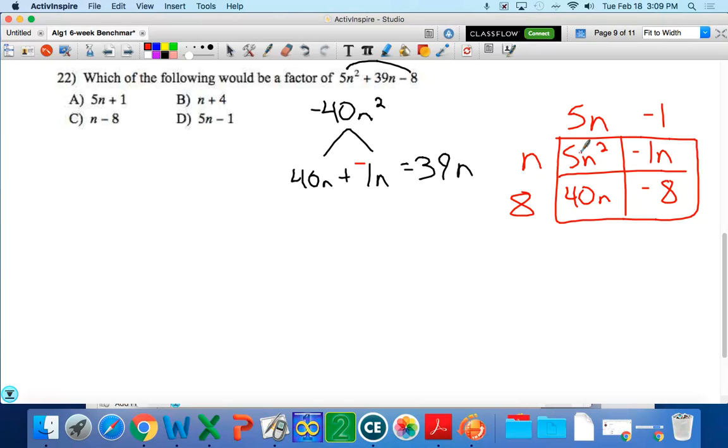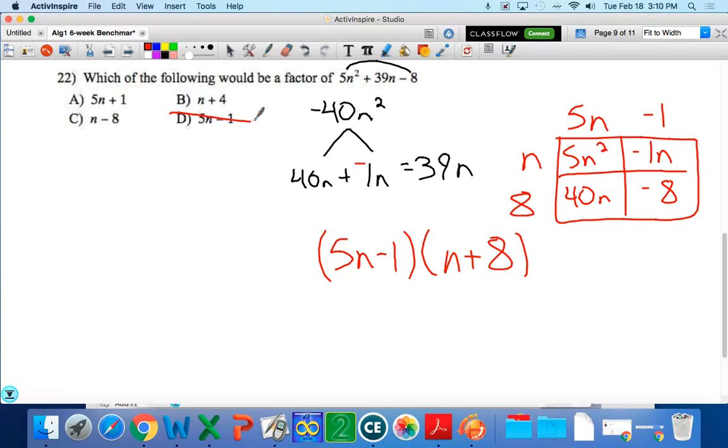5n times n is 5n squared. 8 times 5n is 40n. N times negative 1 is negative n. And 8 times negative 1 is negative 8. That means these are my correct pieces. 5n minus 1 and n plus 8.